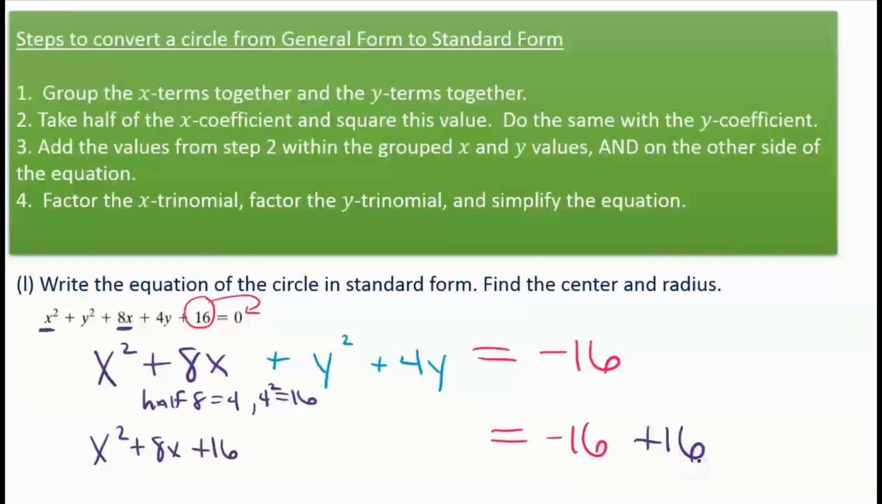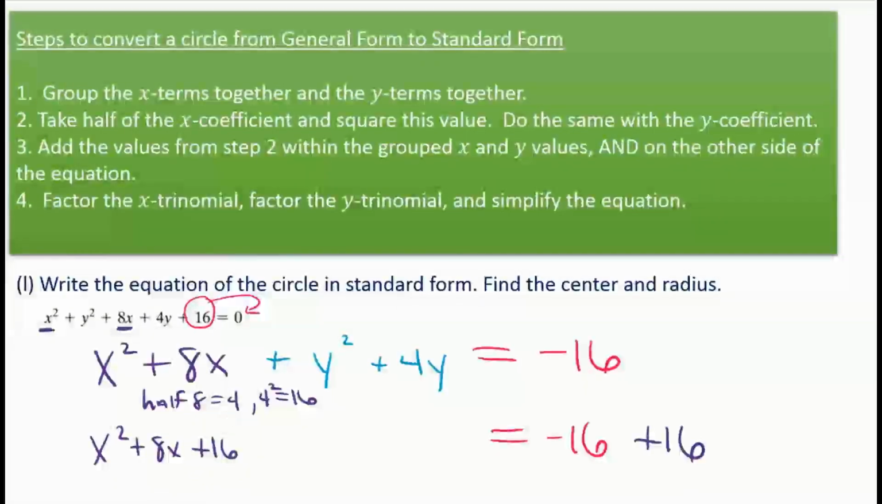Why can I do that? Because if I add 16 to the left of the equation, I need to add it to the right. You follow that? So we did the same thing a minute ago. We took half of the 8, squared it. I added it to my x squared plus 8x, but I also added it to the other side of the equation.